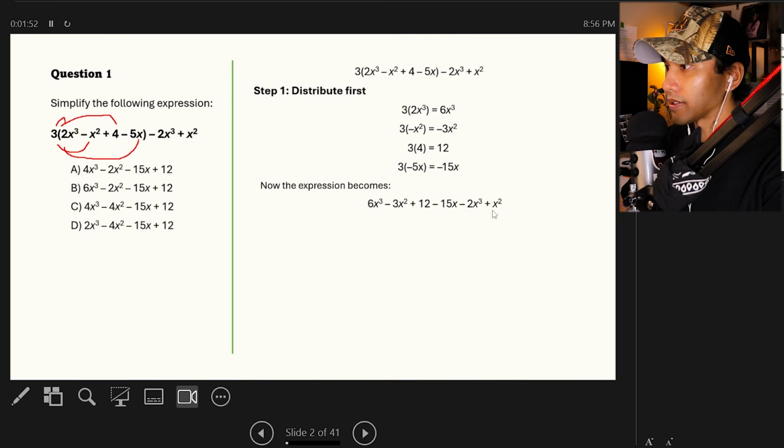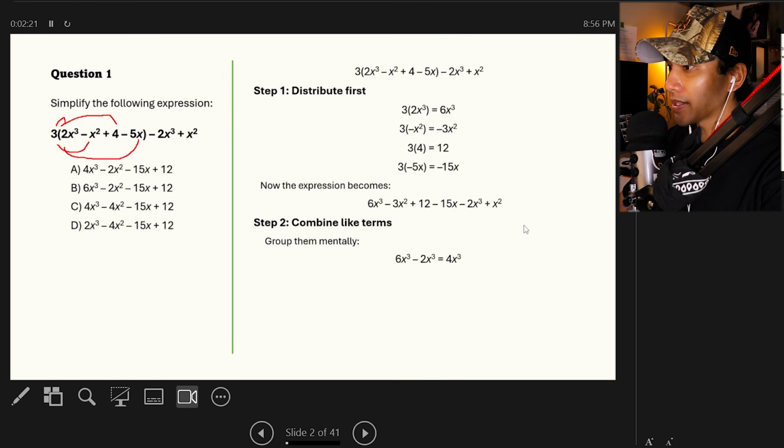So we have this. Now we would see if there are any like terms. For example, 6x cubed can go with negative 2x cubed, and that would equal 4x cubed. And negative 3x squared can be added with x squared, and that would equal negative 2x squared. So let's go ahead and see what we have next. Combine like terms, group them mentally.